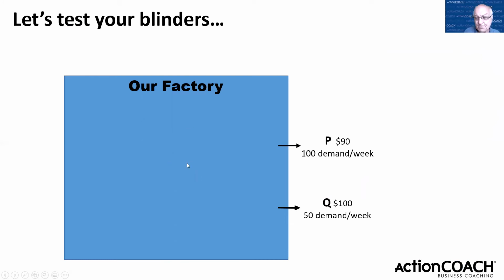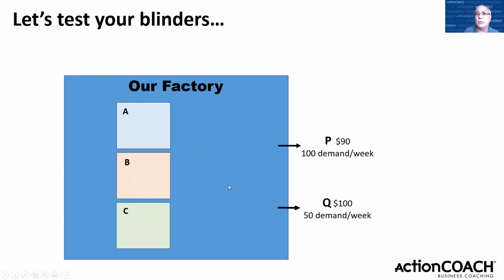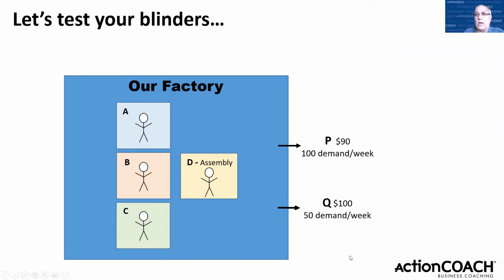So our factory makes Ps and Qs, and it makes them using three processing centers, A, B, and C, and one assembly place, section D. Each of these parts of our little factory has a single person that works in it. Their skills are associated with the department they work in. They are not interchangeable. You can't take capacity or skills from A and apply them to B or C, or vice versa. Same thing with D.